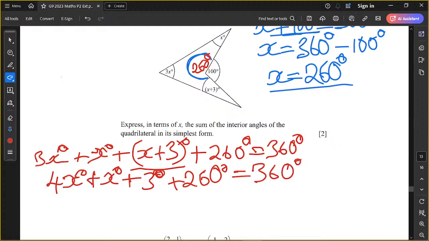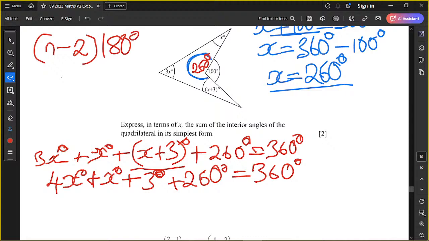Okay, in case you have forgotten how we have come up with 360 degrees as the total sum of interior angles of a quadrilateral, remember, yesterday we solved one question where they asked us to find the total sum of interior angles of a polygon with 9 sides. So we use this formula, which is (n minus 2) times 180 degrees.